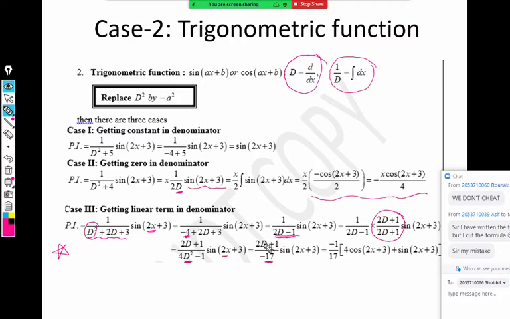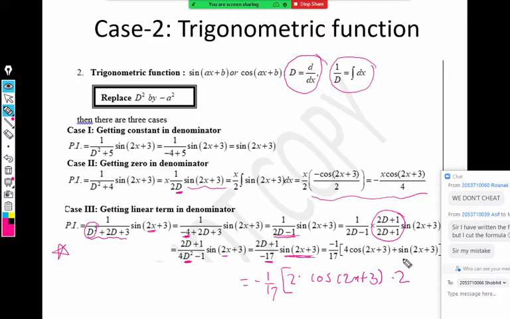Now this is the only operator that we have to apply on the trigonometric function. What is that operator? It is actually a derivative operator. So minus 1 by 17 as it is, 2 times the derivative of sine of 2x plus 3. The derivative of sine is cos of 2x plus 3 into 2, plus 1 times sine of 2x plus 3. So 2 into 2 is written as 4 cos of 2x plus 3. That covers the 3 possible cases in a trigonometric function.